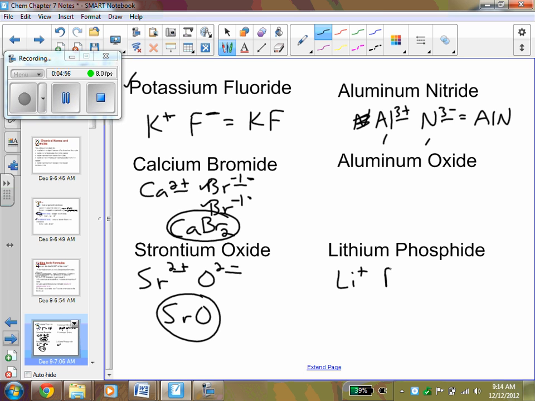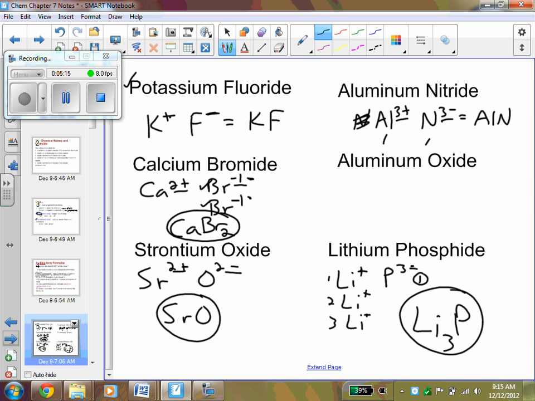Lithium's +1 and phosphide's 3-. So I have +1 and 3 minuses, so I need to use 2 more lithiums. So I have 1, 2, 3 lithium, so I have Li3, and then I just have the 1 phosphide, so P1. And there's your answer.